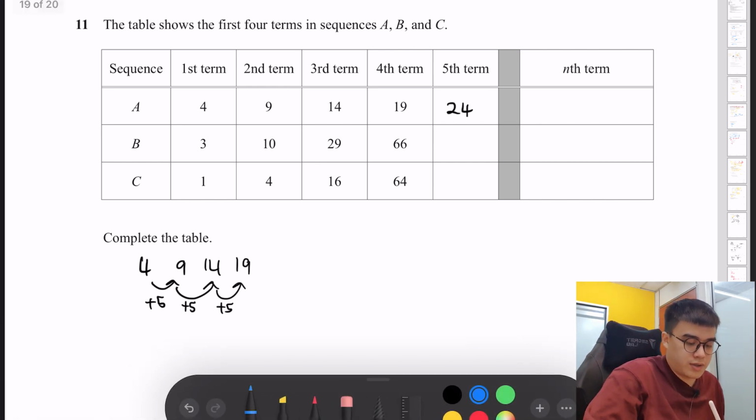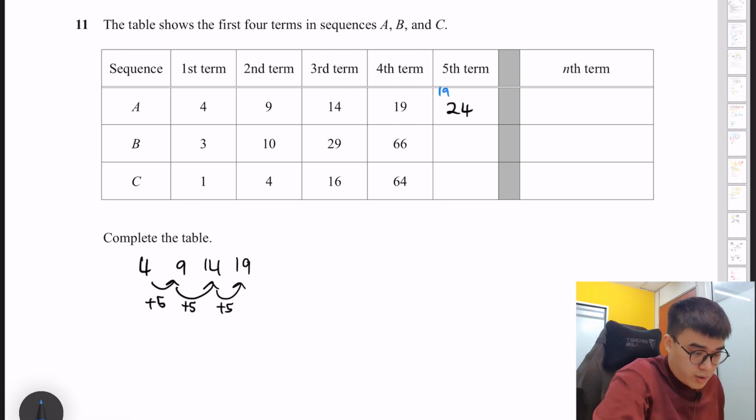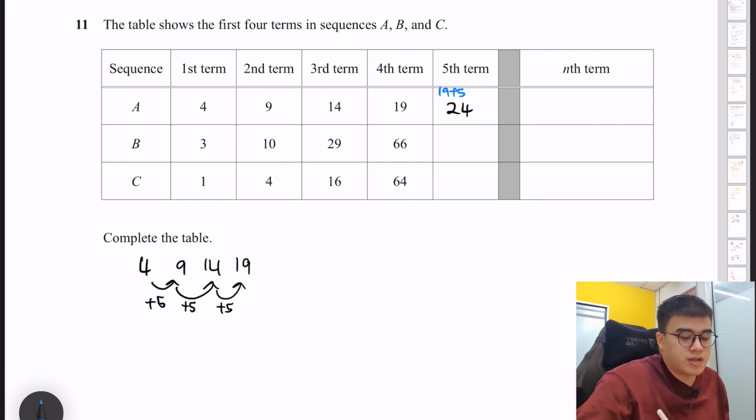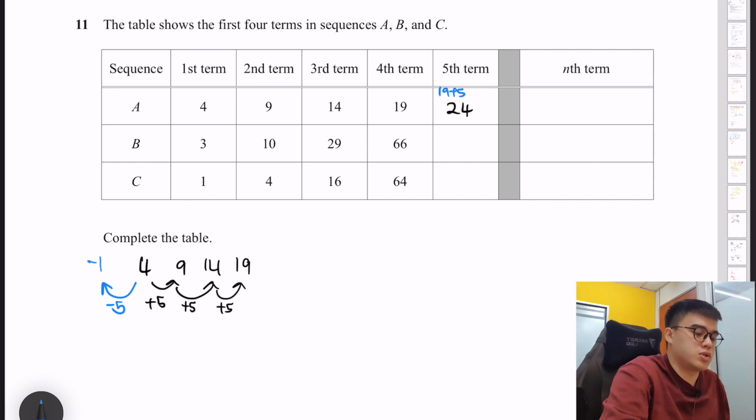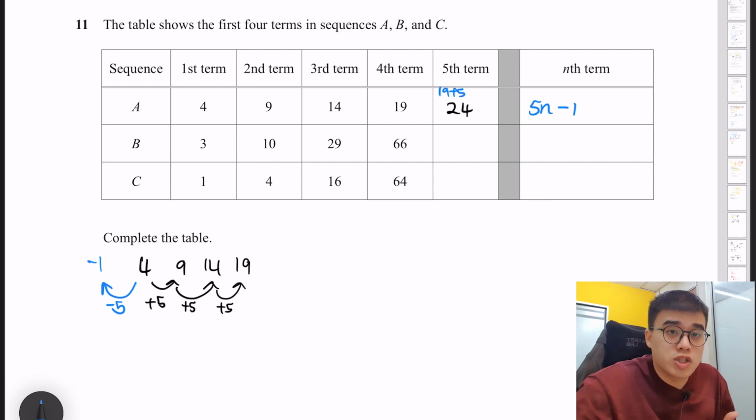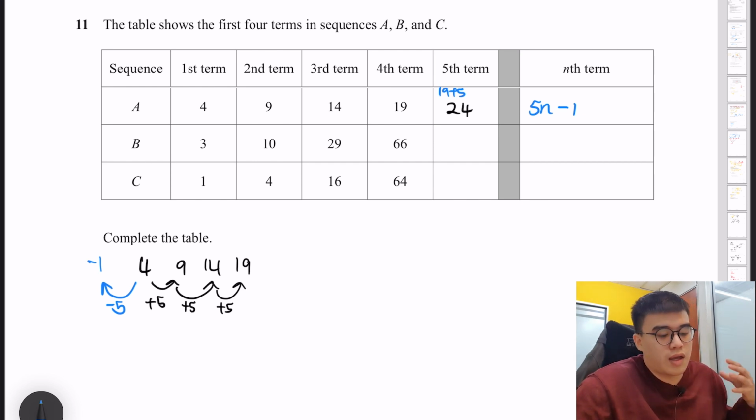So details I write in blue here. Okay, so to find the nth term, you already identified the changes. The only thing you need to do is to identify the 0th term. So over here, after 4 minus 5, it will be negative 1. So you know that it is 5n minus 1. So the 5 is the common change here, and the negative 1 is your 0th term.